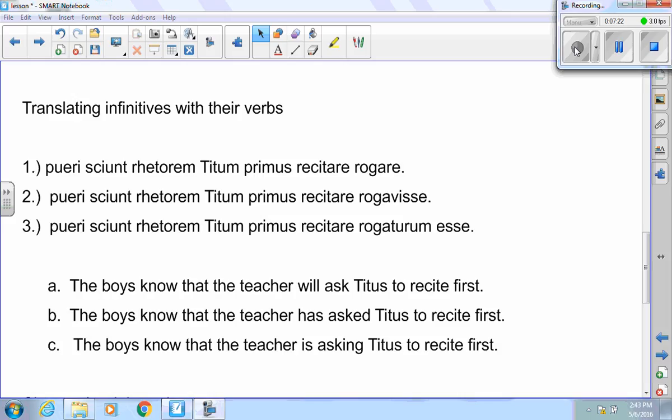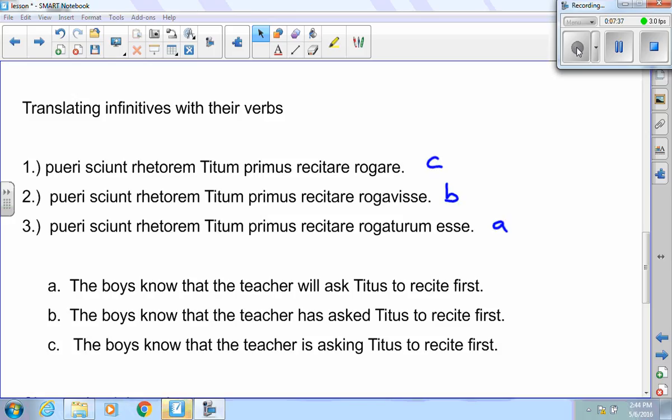Translating infinitives with their verbs. Here I give you three types of infinitives. It's the same sentence. The only thing I've changed is the infinitive. How do these change? That's your job right now. Look at A, B, and C and see which ones match with which.